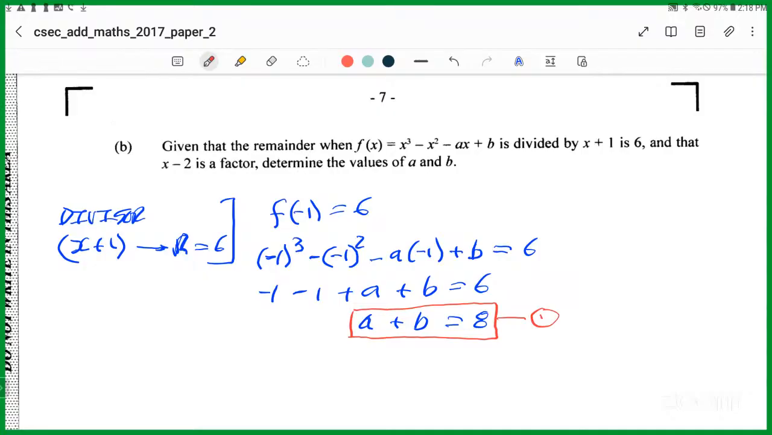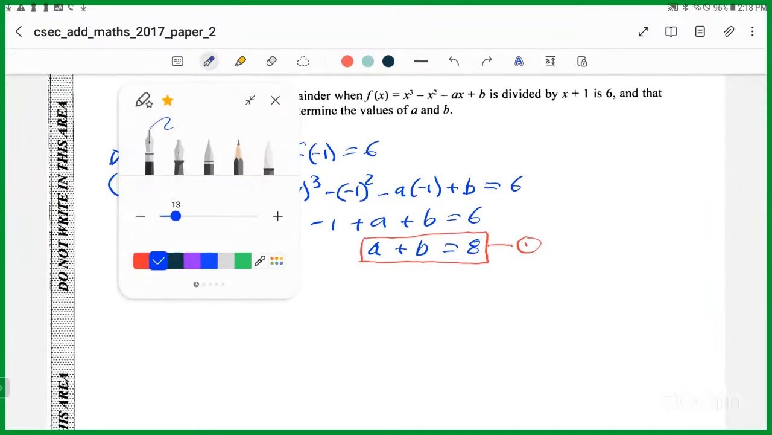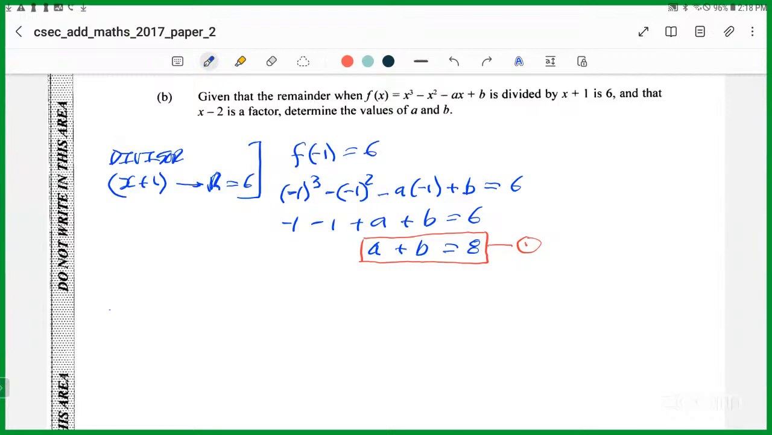We're going to get the second equation from that information that x minus 2 is a factor. So we're going to be using the factor theorem now. So we have a factor, x minus 2. They tell us that that's a factor. And from the factor theorem, this means that f of 2 is equal to 0. If x minus 2 is a factor, it means that the remainder is 0, and that remainder f of 2 is equal to 0. That's going to give us our second equation.